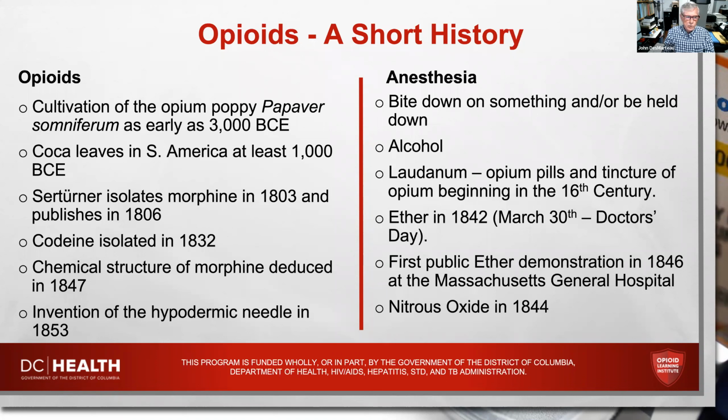Coca leaves, from which cocaine was derived, date to at least 1000 BCE. Morphine, which is the patriarch of the opioid family, was isolated in 1803. Cocaine, 1832. The hypodermic needle, 1853. So as you can see, none of this is exactly new.